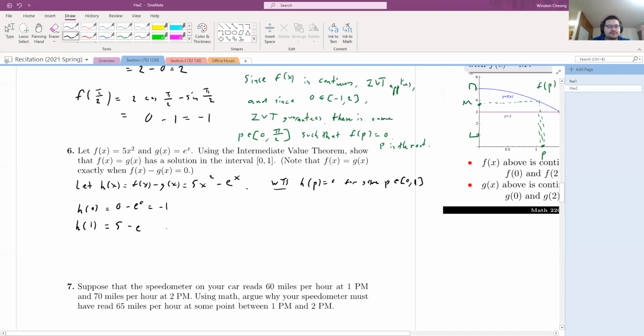I would hope that everyone knows, but perhaps not, what is a decimal approximation of e? e is approximately 2.718. Just like how you know pi is 3.1415, you should remember e is 2.718-ish, with an infinite stream of decimal values afterwards. But what's important here is that this 5 minus e is a positive number. So h of 1 gave you a positive, h of 0 gives you a negative.